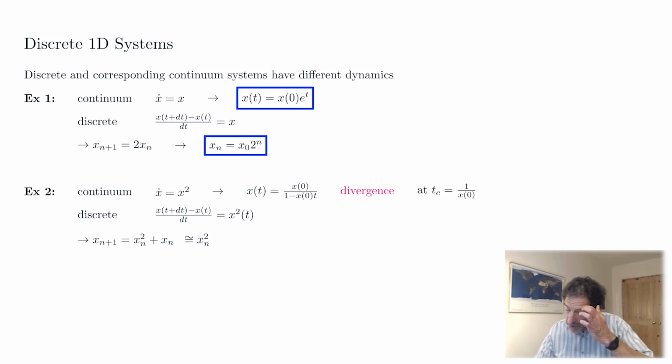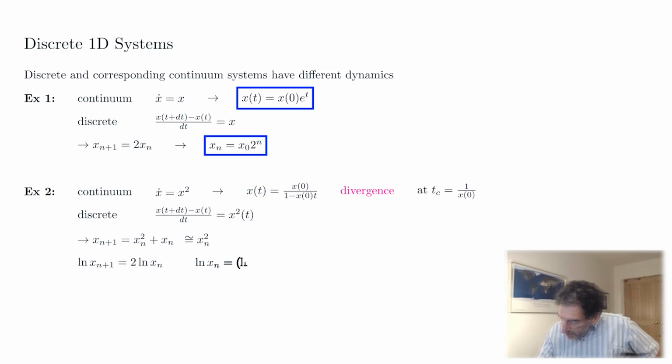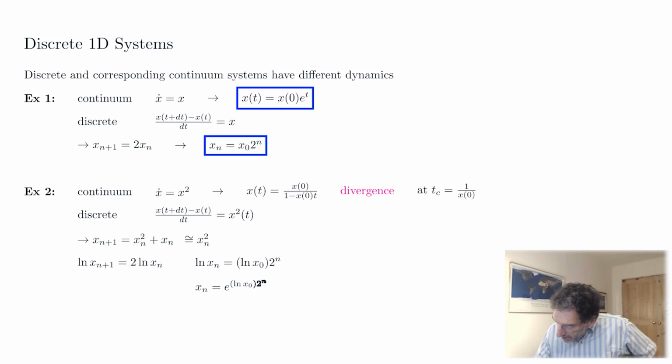And now this equation is very easy to analyze by just taking the logarithm. We have logarithm of x_{n+1} is equal to 2 logarithm of x_n. And so the solution would be logarithm of x_n is equal to logarithm of x_0 times 2 to the power n, or x_n itself is proportional to e to the log x_0 times 2 to the n. And the important point here is that there is no divergence.